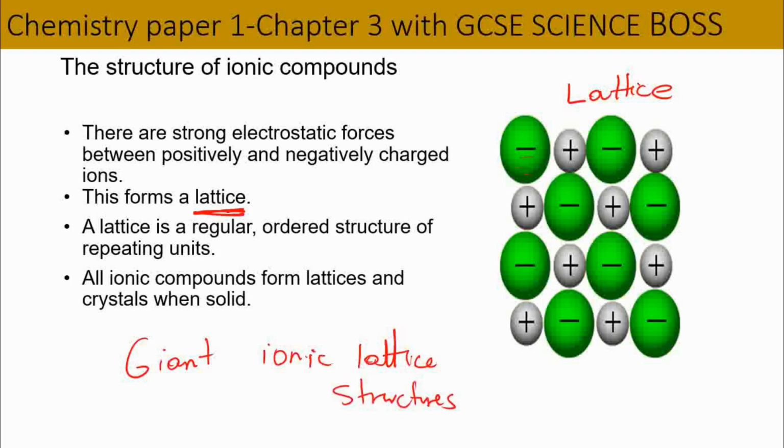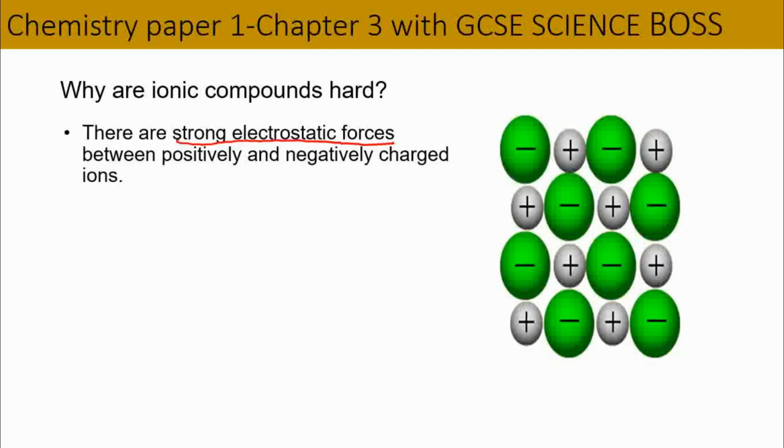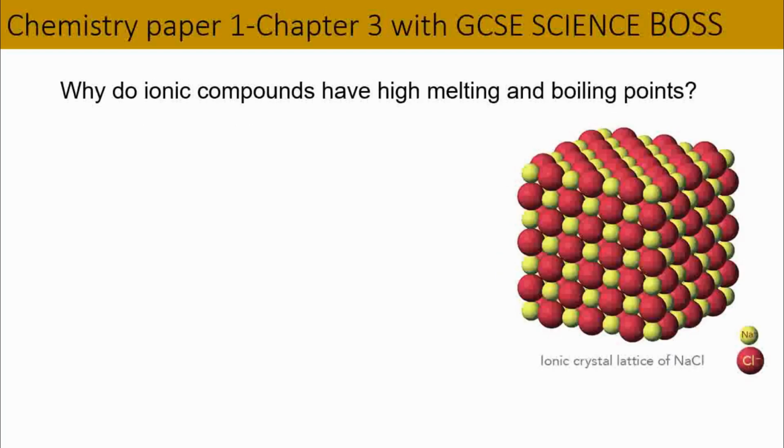Good. So ionic compounds have certain properties, and most of these properties can be explained using this keyword or keywords here, the strong electrostatic forces, okay? So ionic compounds are hard because of the strong electrostatic forces, okay? Now, a commonly asked question in your paper is, why do they have high melting and boiling points?